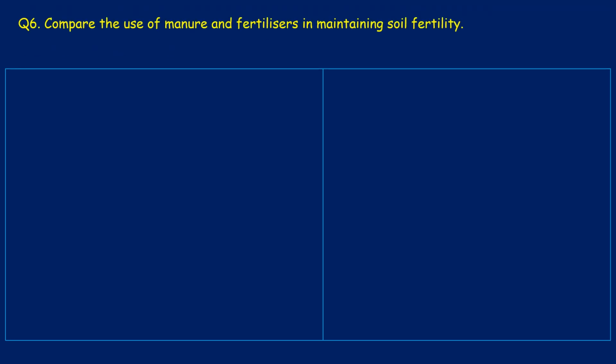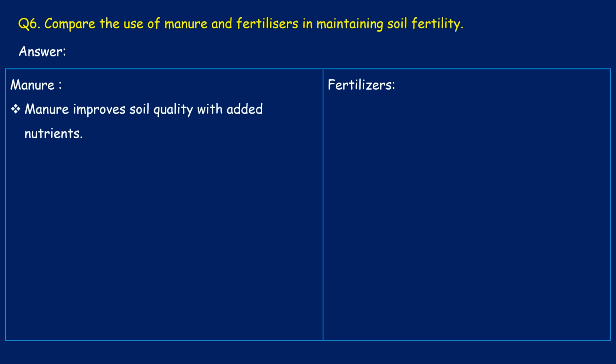Next question. Compare the use of manure and fertilizers in maintaining soil fertility. Answer. Manure, fertilizers. First point, manure improves soil quality with added nutrients.